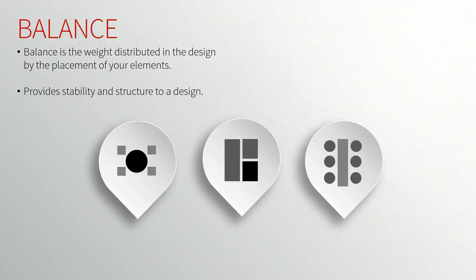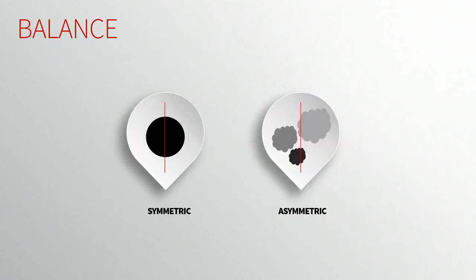Now, balance then, this again is pretty straightforward. It's simply the weight distributed in the design by the placement of your elements. And again, it provides stability, it provides structure as well. And in balance, we're adjusting what I call the visual weight of each element in terms of scale, of color, and of contrast. So if you've got quite a heavy element in maybe one corner of your page, you might want to balance it out with maybe lighter, larger elements to create that sense of balance. But again, it can be tricky depending on whether it's symmetrical or asymmetrical.